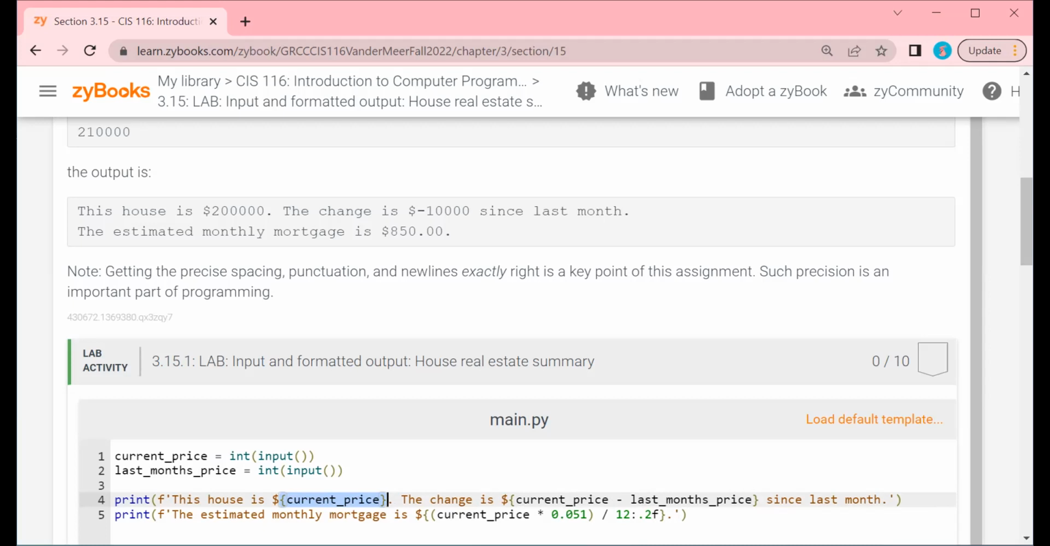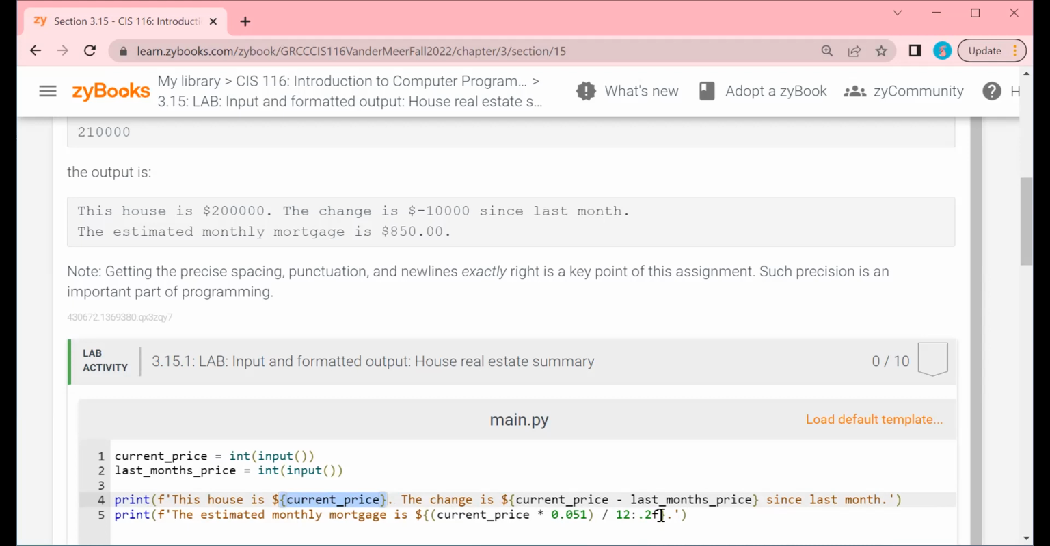And then the next line, I have the F again for format. And I have my mortgage statement, but this is the .2f because I want that 0.00 to come up.